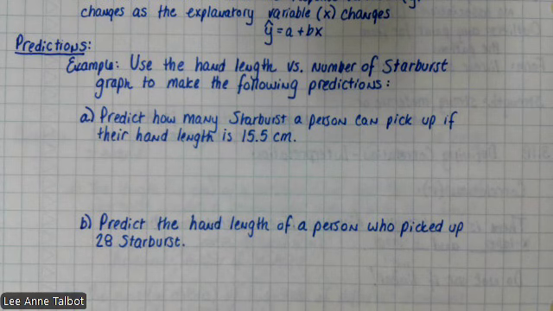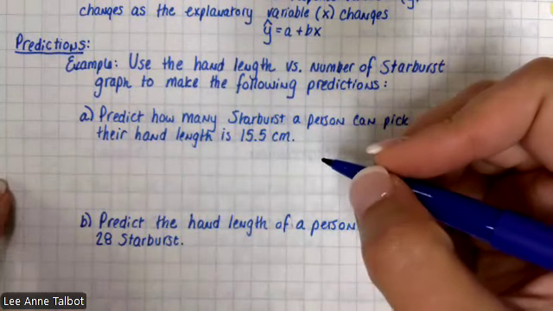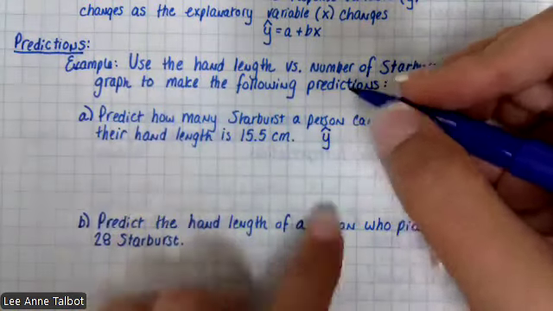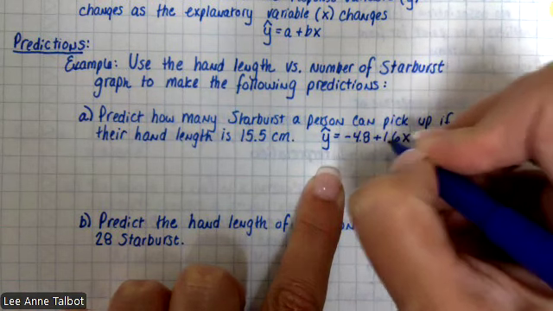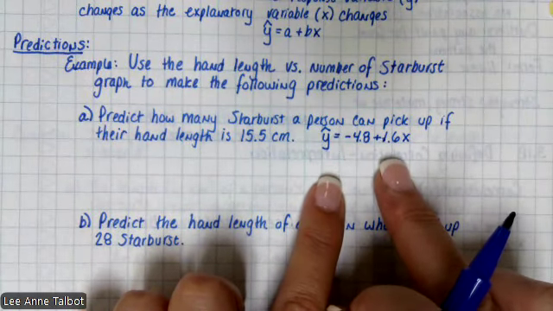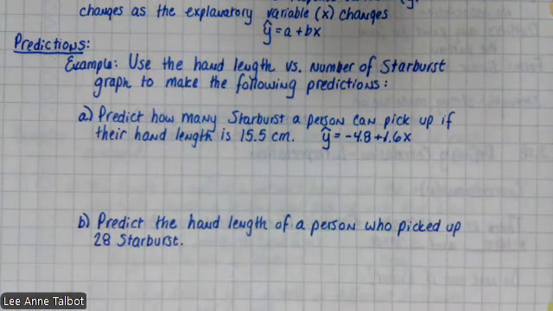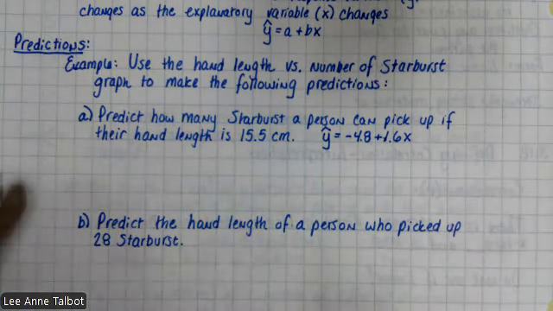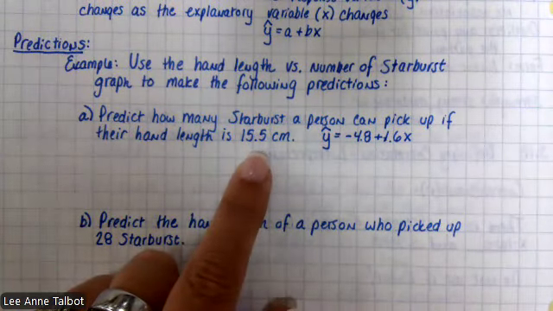Okay. Predict how many starbursts a person can pick up if their hand length is 15.5. So right here, we're going to write y hat equals negative 4.8 plus 1.6x. I'm just copying this over from my pink sheet. And if you're an engaged student wondering how I got this, I will show you that later, not today. Okay, now, next thing I need to ask you, 15.5 centimeters, is that an X or a Y?